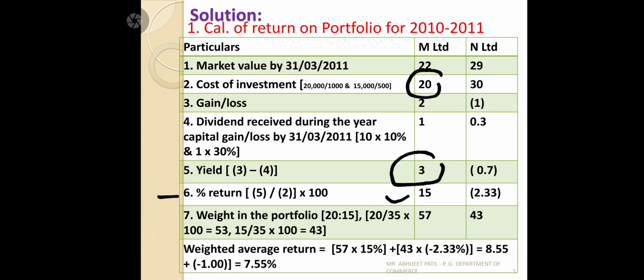How does it come to 15? See, return we have to calculate based upon yield. How much yield we generated? 3 rupees. 3 rupees, how much we invested? 20. So 3 rupees divided by 20 into 100, we'll get 15%.